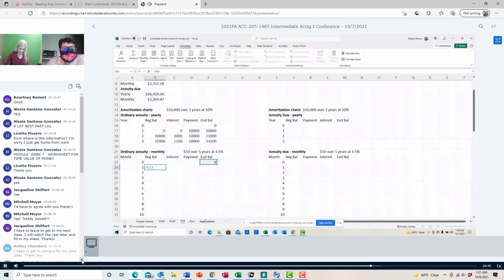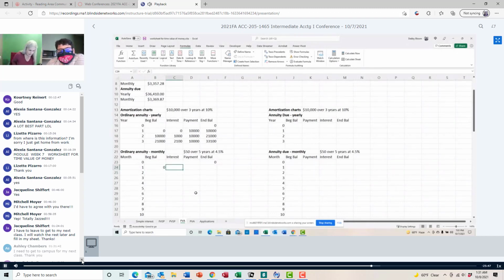For my interest, I know it's silly to calculate interest on 0, but again, we'll just copy it down, and next period the beginning balance won't be 0. So for my interest, I'm going to tell Excel to take the beginning balance, multiply it by 4.5%, and then divide by 12.